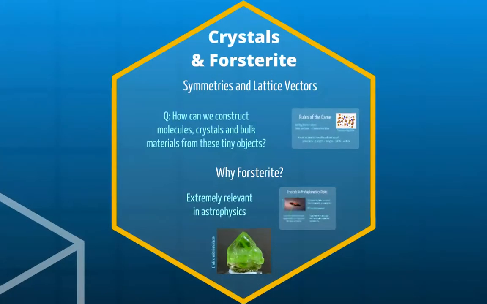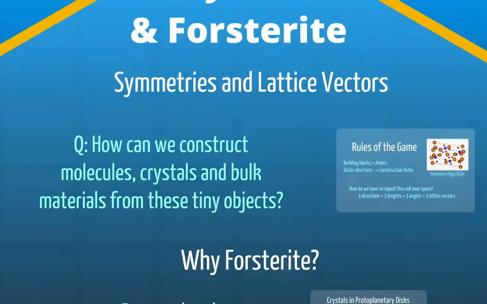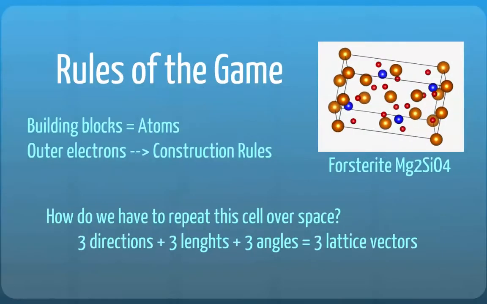The main question we want to address here is how can we construct molecules, crystals and bulk materials from these tiny objects. The rules of the game are given by the outer electrons, which tell us how to bond those tiny things together. The building blocks are the atoms, and for forsterite we have 2 atoms of magnesium, 1 atom of silicon and 4 atoms of oxygen. Then, how do we have to repeat this cell over space in order to have a bulk material? We need 3 directions, 3 lengths, 3 angles, which constitute the so-called 3 lattice vectors.